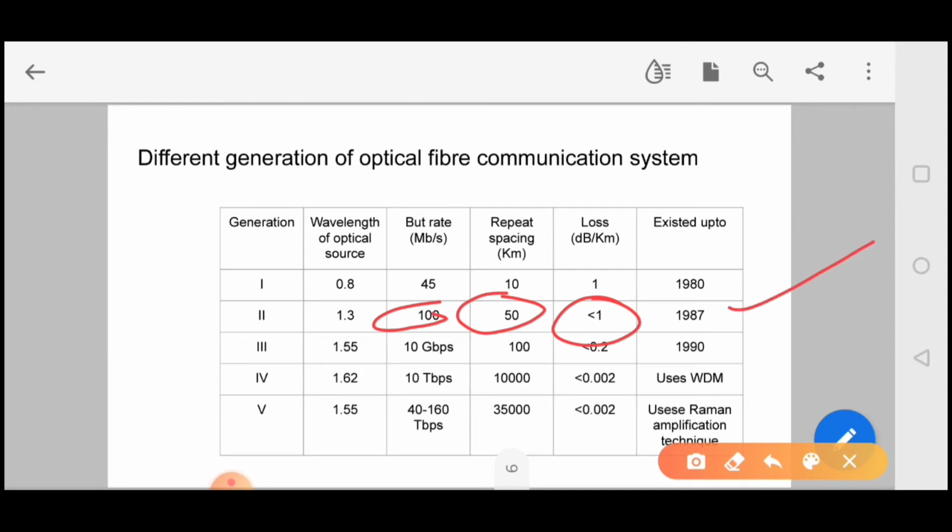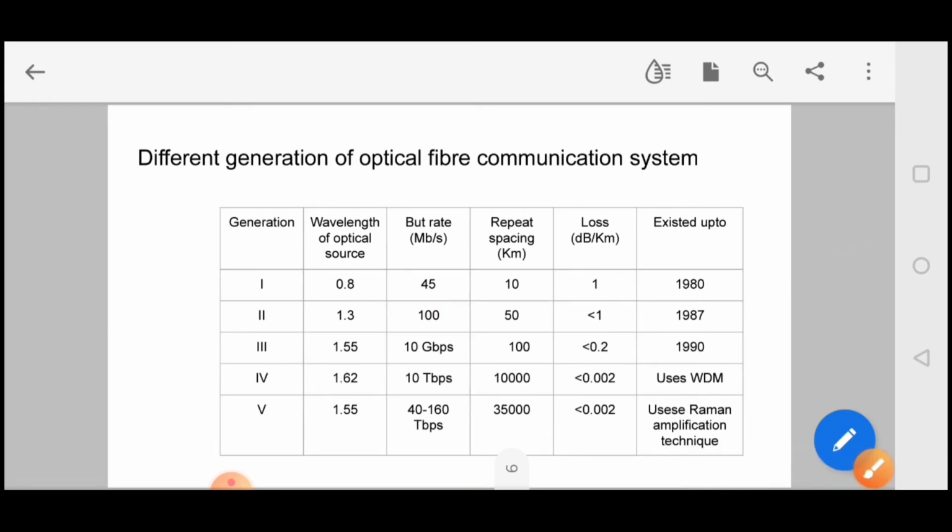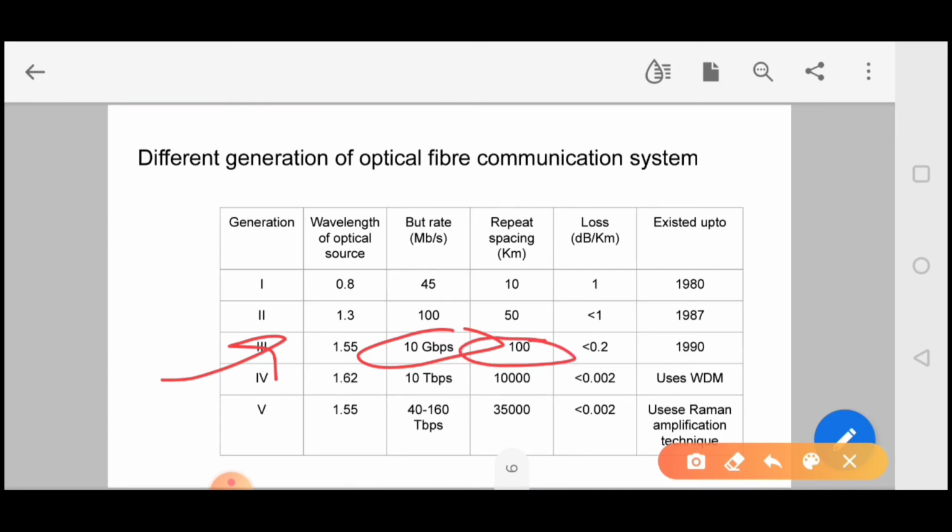Now in the third generation the wavelength was shifted to 1.5 micrometer and the speed was increased to 10 Gb per second. This was a huge speed. Now the best performance is achieved using dispersion shifted fiber in combination with a laser oscillating in a single longitudinal mode. Keep in mind the best performance is achieved using dispersion shifted fiber because dispersion was there in the third generation, in combination with a laser oscillating in a single longitudinal mode. Repeaters were used at 100 kilometers, and losses were less than 0.2 dB per kilometer, and this came into existence in the 1990s.